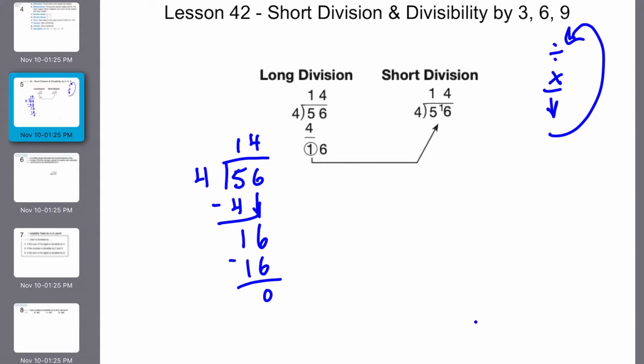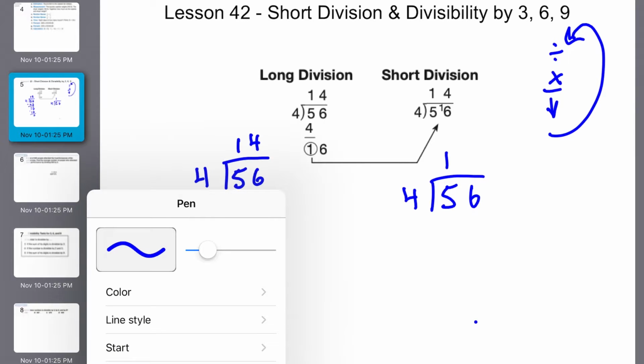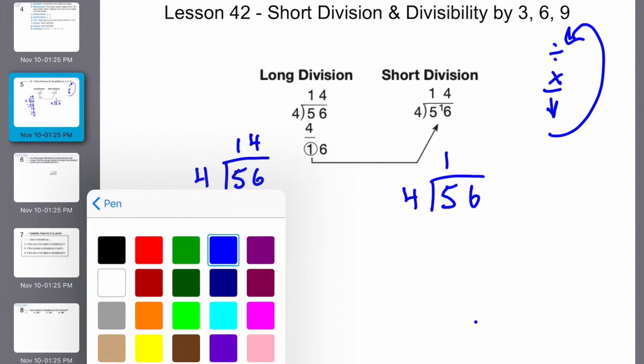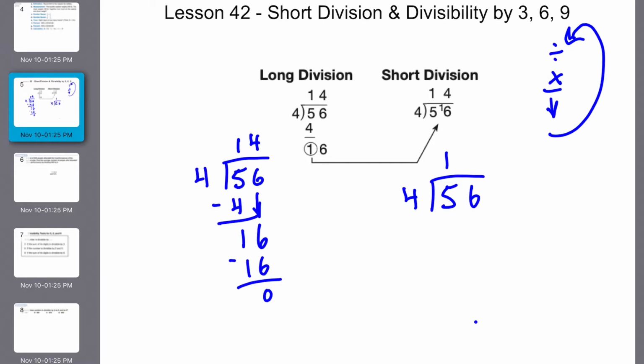In short division, you follow the same steps, but you write down fewer parts of the process. So 56 divided by 4. 5 divided by 4, you get 1. And then you do this next part mentally. You don't write it out. So these parts in red here, you're all doing mentally in your head, and you're abbreviating it by writing it at the top.